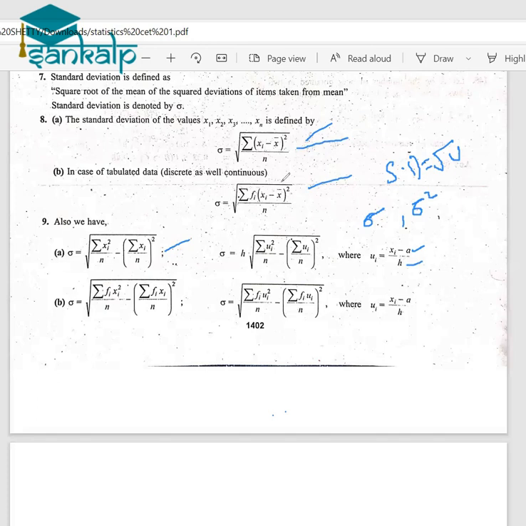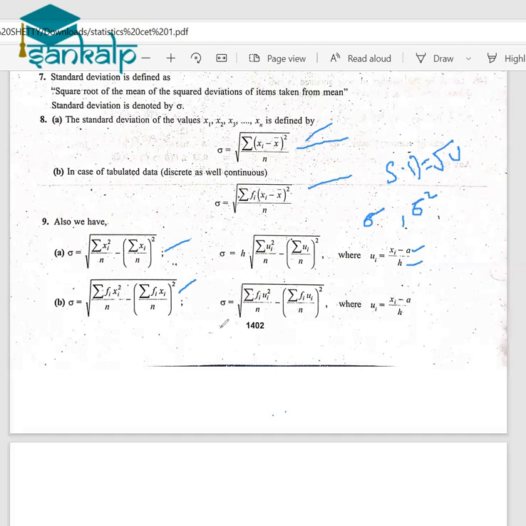Next, the second formula, that is the 8b formula, can also be written in the form of square root of sigma fi xi square upon n minus sigma fi xi upon n whole square. This formula is used when we are making use of the direct method for the mean. Next, when we are making use of the assumed mean method, we are making use of ui, and ui is equal to xi minus a upon h.